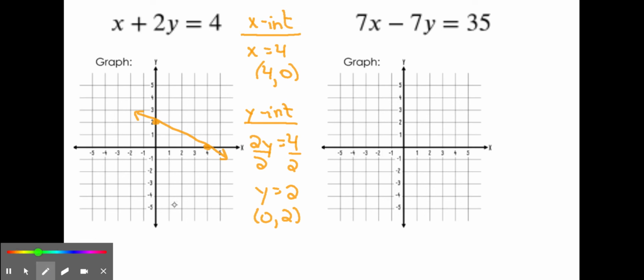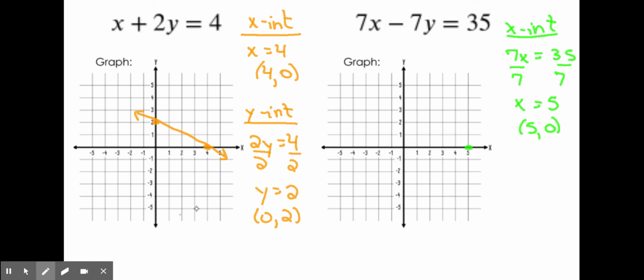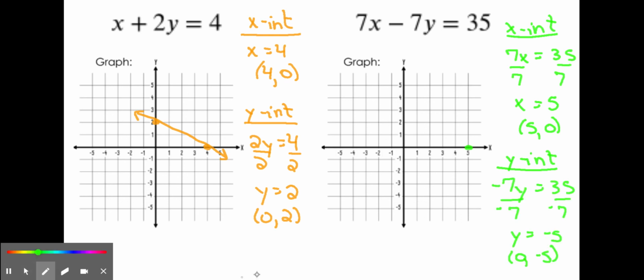So 7x minus 7y equals 35. So I want you to find and plot the x-intercept. I got the point 5, 0. If that is not what you got, correct it. Make sure you understand how to get it. Next, find and plot the y-intercept. I got the point 0, negative 5.